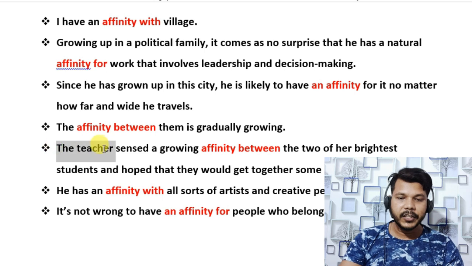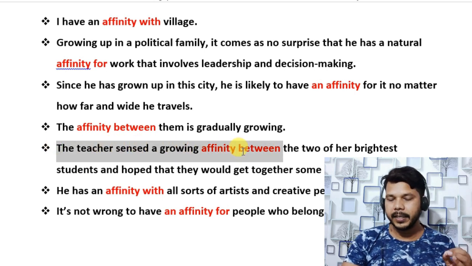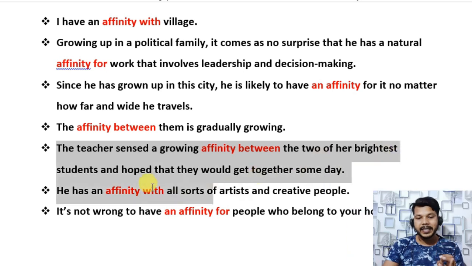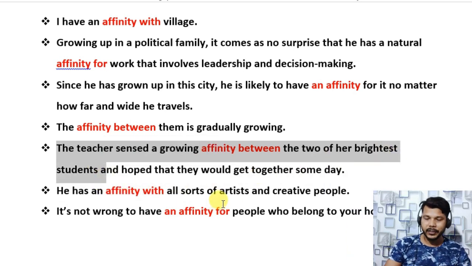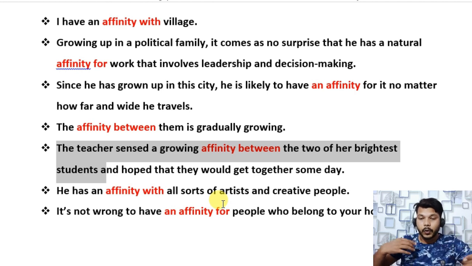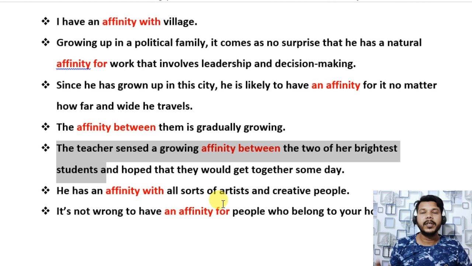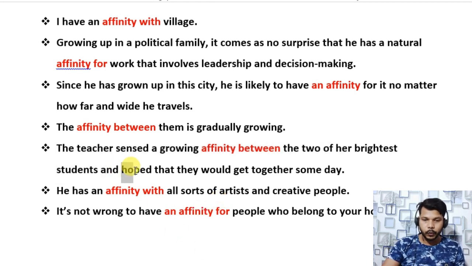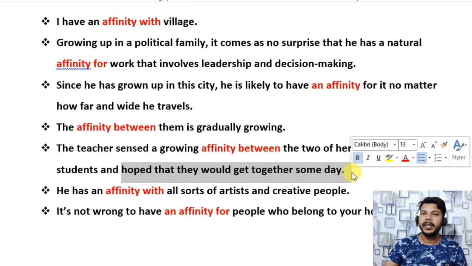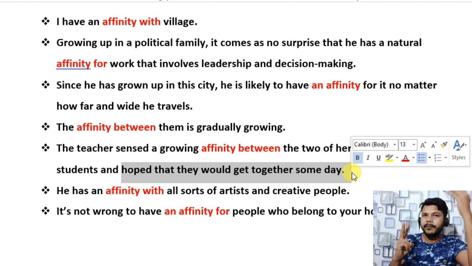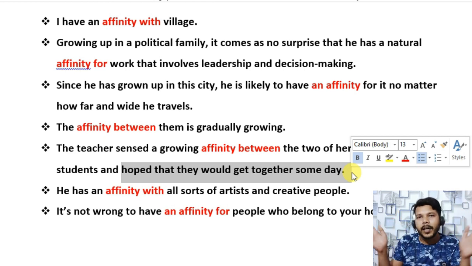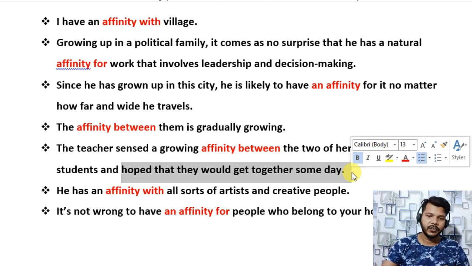Next. The teacher sensed a growing affinity between the two of her brightest students. It means there is a teacher, and teacher sensed means the teacher observed that there is an affinity which is growing between two of her brightest students. And the teacher hoped that they would get together someday. So the teacher is expecting that one day in future they would get together, they would come close, since they have an affinity between each other.